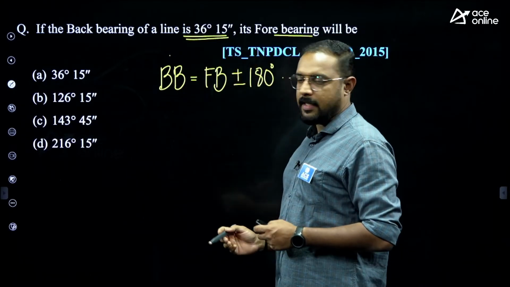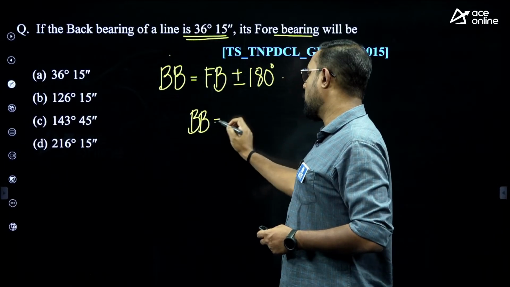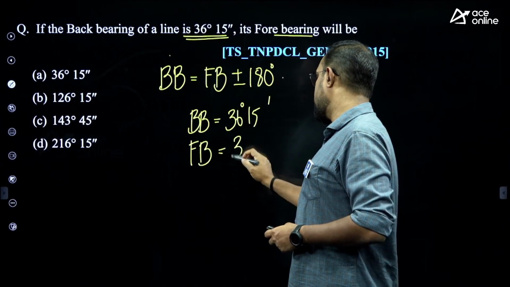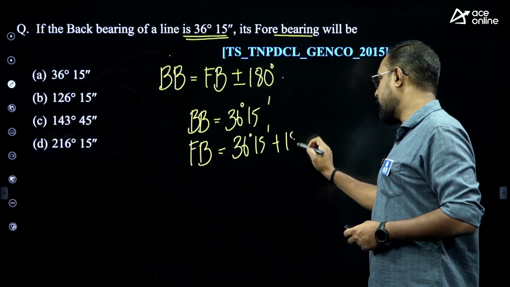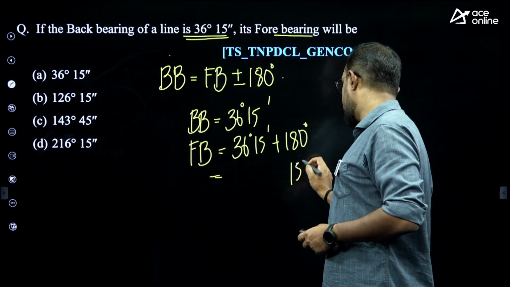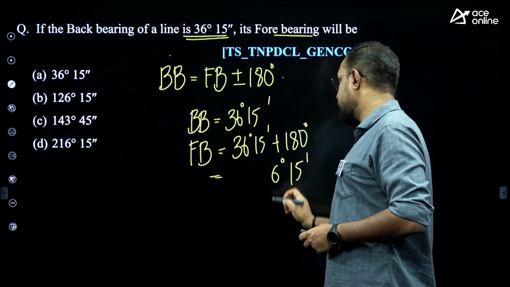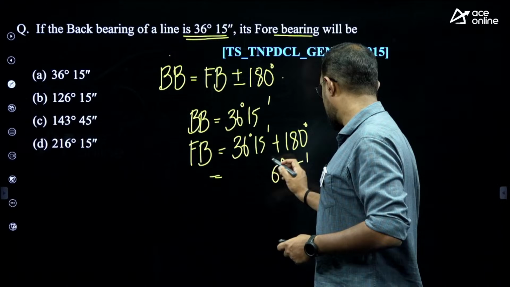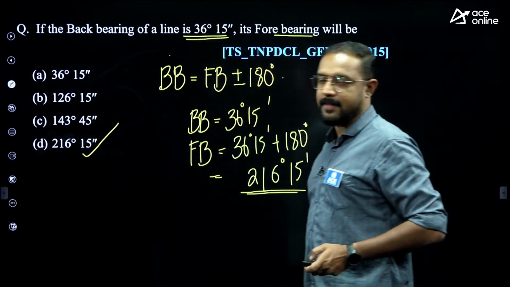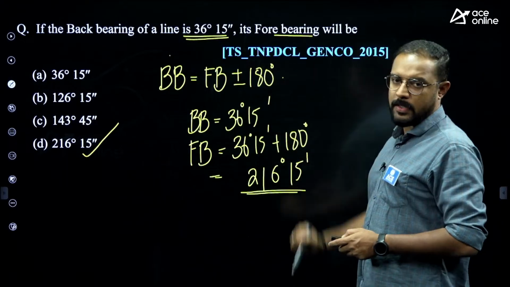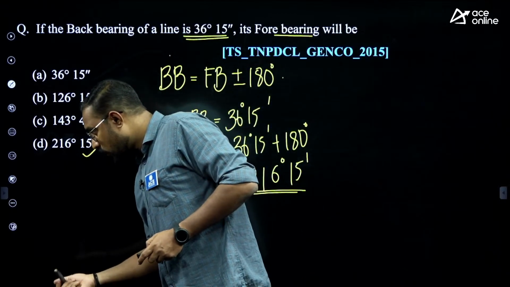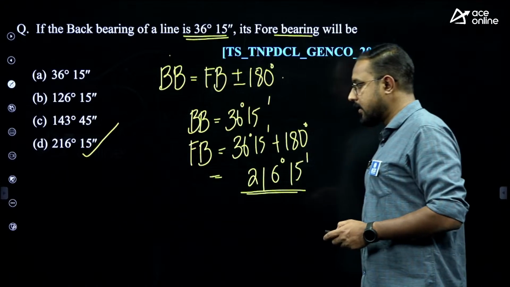So in this case, the back bearing of this line is equal to 36 degrees 15 minutes. So tell me, what will be the forebearing? 36 degree 15 minutes plus 180 degree. What is the answer for this? 15 minutes will come, 6 degrees will come. And the answer is 216 degree 15 minutes. That is the answer. Very easily you can solve within less than 30 seconds. Yugandhar Sai, very good. That is correct. Next.